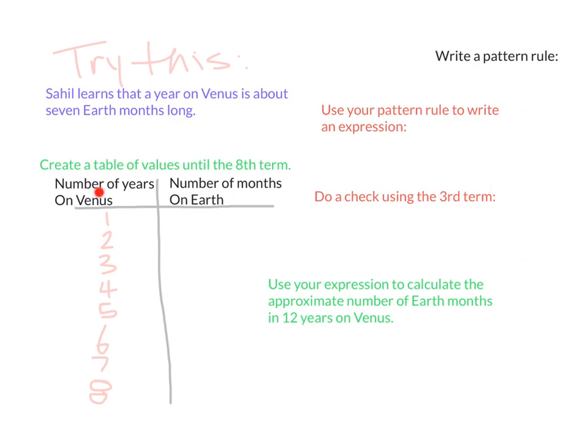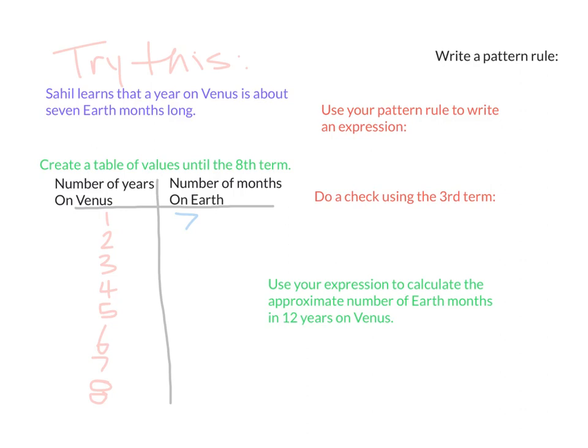And so here is the table, and I said, here are my term numbers. This is the number of years on Venus. So this is my term. This is my value. This term is each of the years on Venus. And so in 1 year on Venus, we've learned that 1 year on Venus is 7 Earth months. So my first value is going to be a 7. And then as you went down that chart, you were able to fill it in.